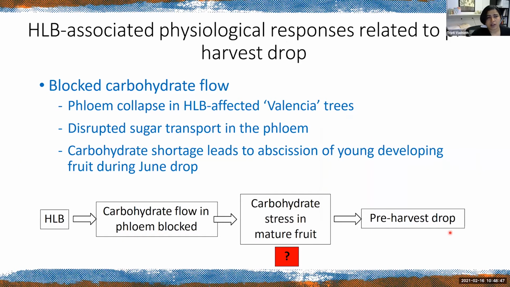Now, talking about the pre-harvest fruit drop from here onwards, initially, when I started working on this about 7 years ago, the hypothesis was that the carbohydrate flow is blocked to the fruit, which results in carbohydrate stress in the mature fruit, resulting in pre-harvest fruit drop. So this is what we were trying to answer. And for that, we have done multiple experiments to understand what is happening.